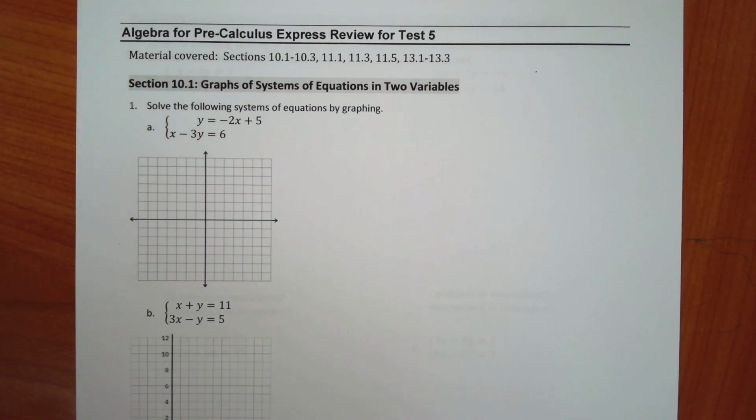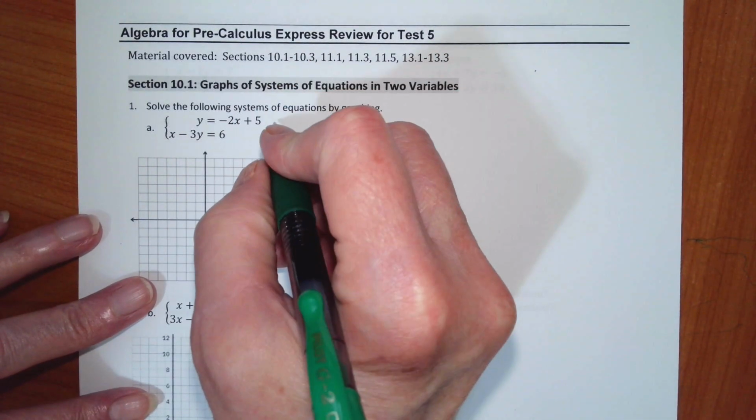Hey, let's solve some systems by graphing. Let's remember that if you have a system of two equations, there are three possibilities. There can be one solution, infinite solutions, or no solution. So the way that we do this for graphing is we graph each line and then we find its point of intersection. So I'm going to go ahead and graph this one.